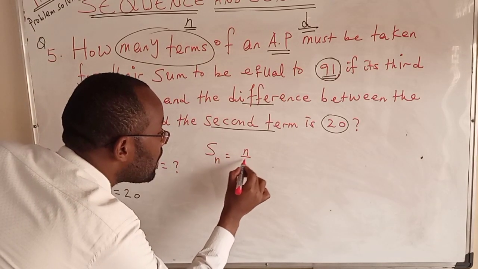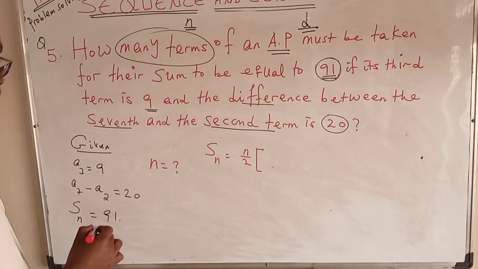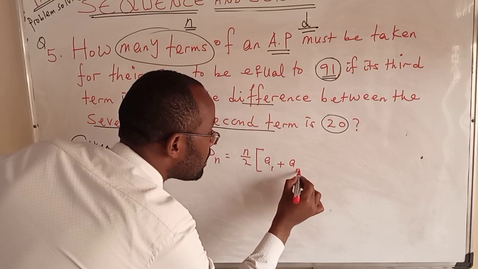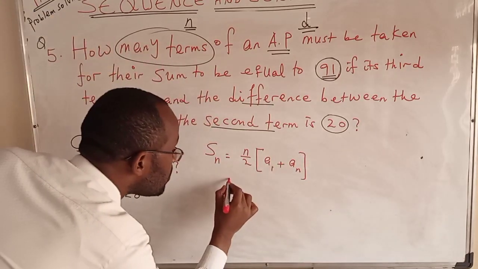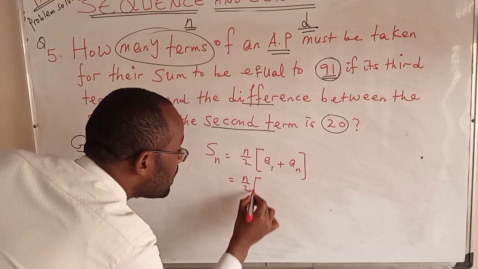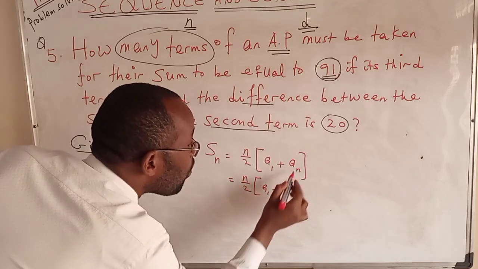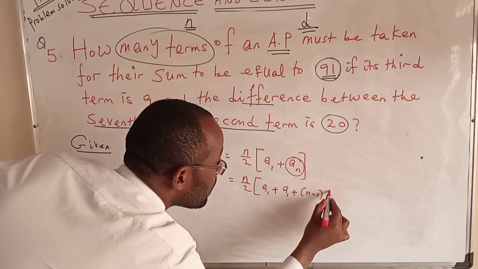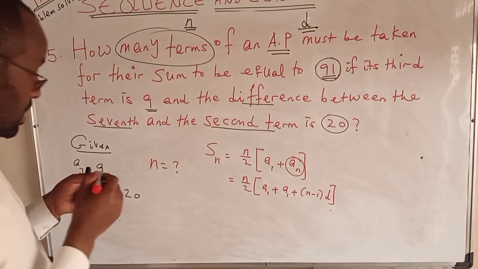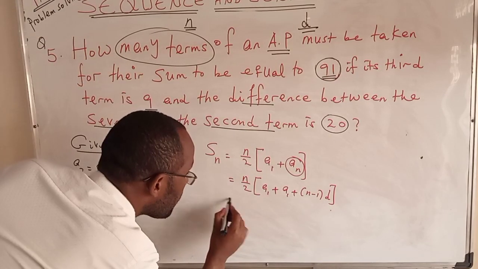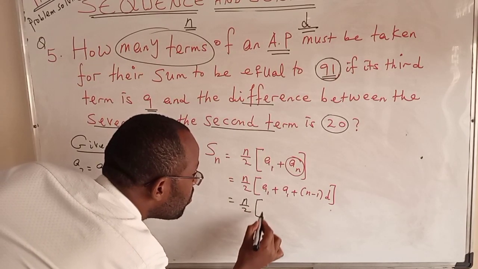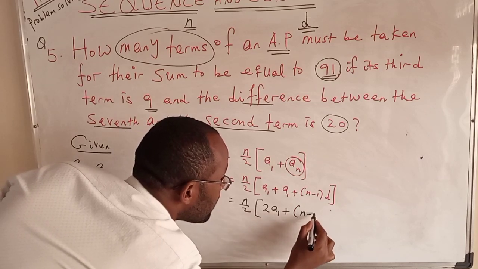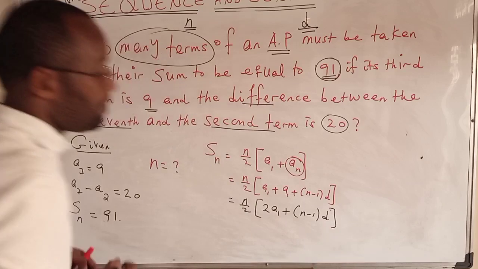Sn is, you know, that n over 2 times (a1 plus an), or we can use this one: n over 2 times (a1 plus what is an, means a1 plus (n minus 1) times d from the nth term of an arithmetic sequence). So this is equal to n over 2 into (a1 plus a1, which is 2 times a1, plus (n minus 1) times the common difference).